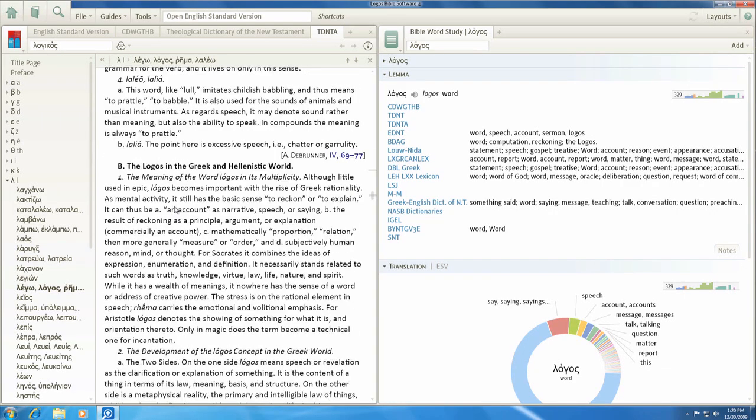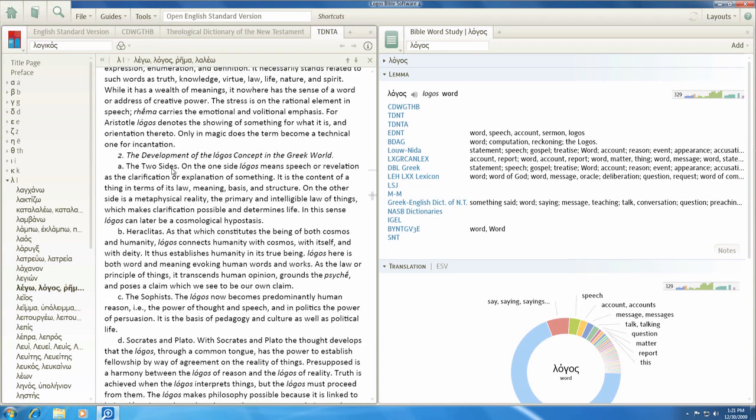And scrolling down, more specifically, logos in the Greek and Hellenistic world, and then followed by the subcategories, the meaning of the word logos and its multiplicity, the development of the logos concept in the Greek world. All of this follows the same structure or format as the unabridged version. You notice too that much of the commentary remains the same, and references to other bodies of literature are made, but you won't see any links to any of that, whereas you did before in TDNT.